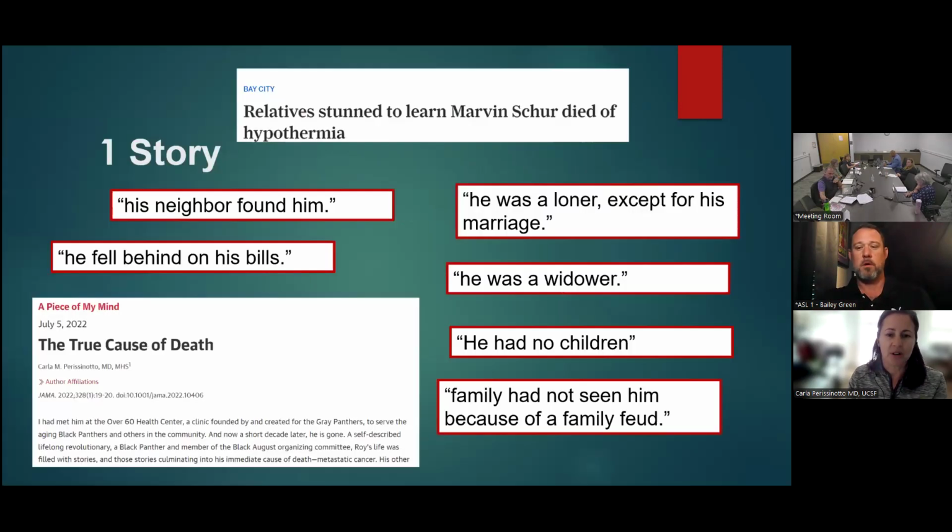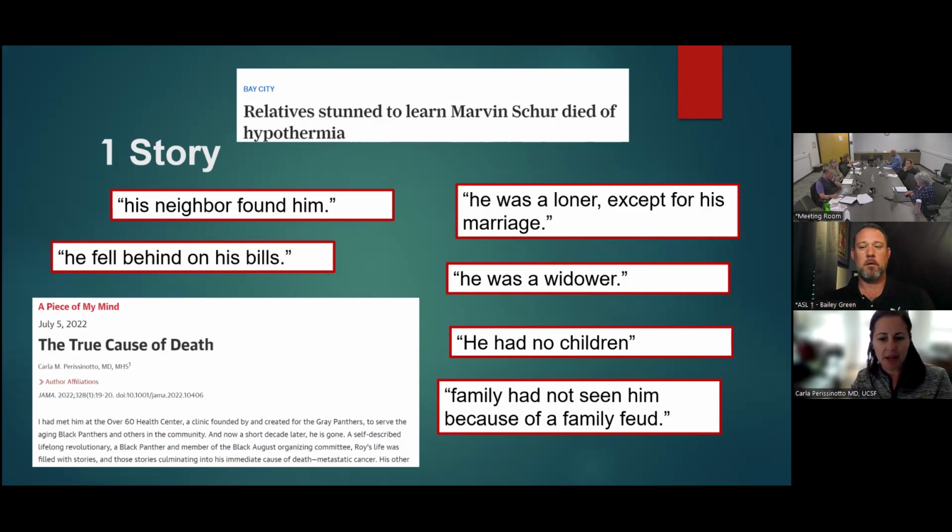But what we also learn, if we go into what was written in the papers, is his neighbor found him, he fell behind on his bills, he was a loner, he was a widower, he had no children, and family had not seen him because of a family feud. So I bring this up because there is evidence here that it's probably a good amount of loneliness and isolation that ultimately impacted his death, in addition to what were signs of some cognitive impairment.